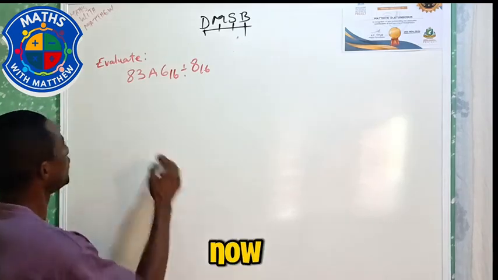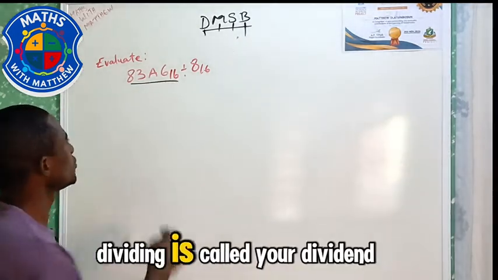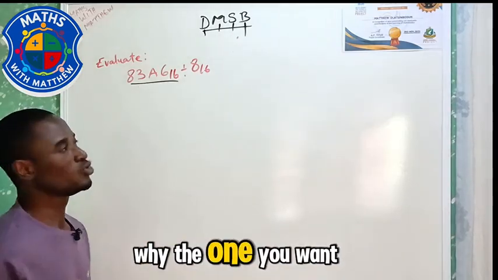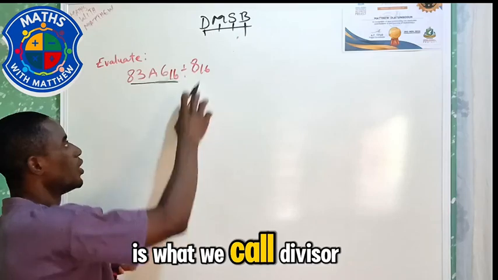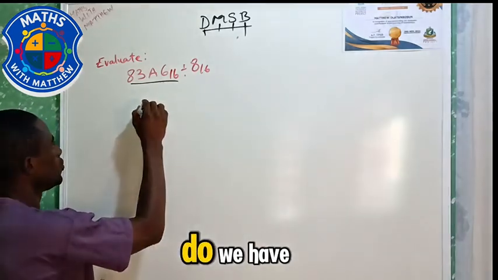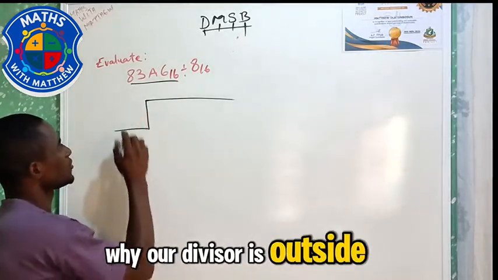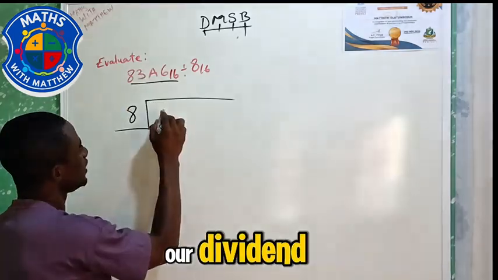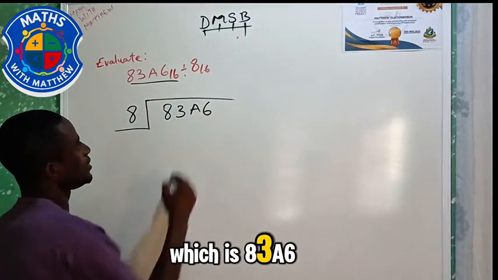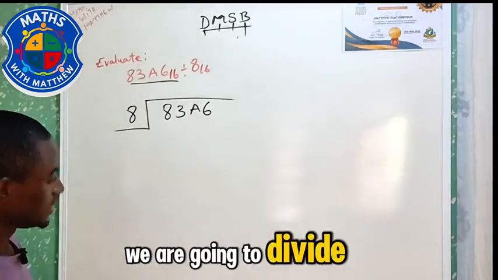Now, how do we do this? The first number you are dividing is called your dividend, while the one you use to divide your dividend is what we call the divisor. So we have our dividend inside, while our divisor is outside. That is our 8, then our dividend, which is 8, 3, 8, 6. So now let's see how we are going to divide it.